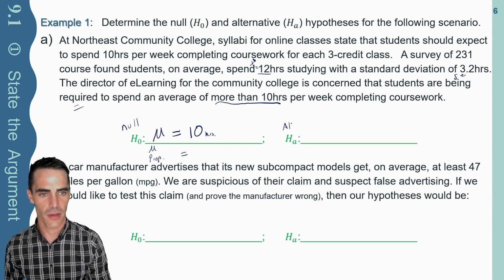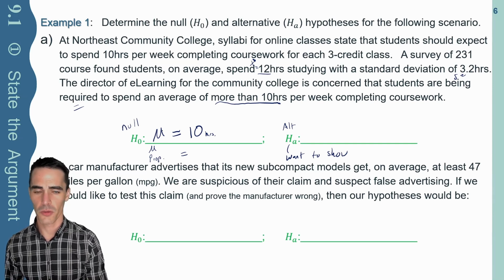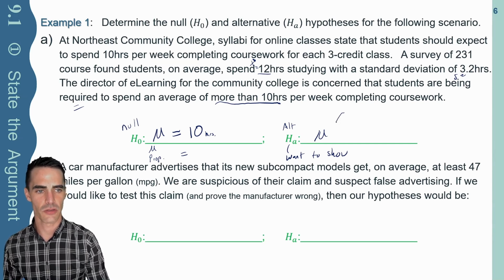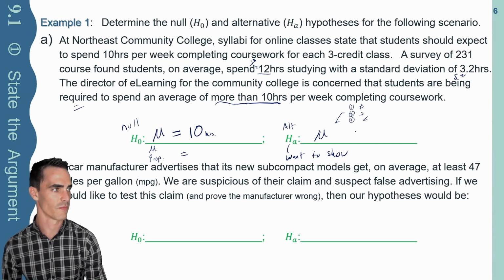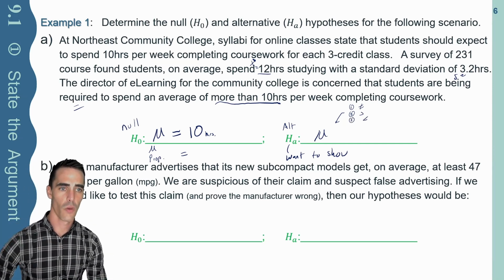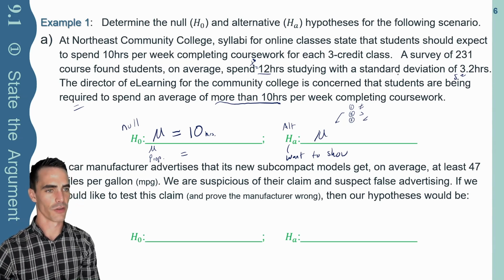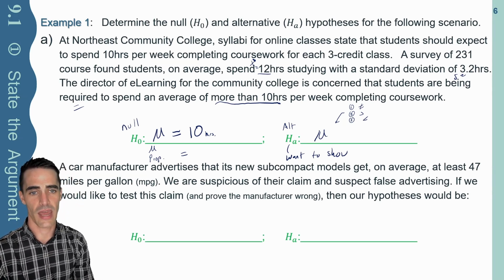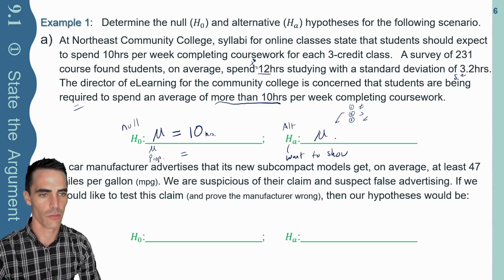And now we have the alternative hypothesis. Again, this is what you want to show or want to prove. Notice I'm arguing for a mean here. Well, then I'm also going to have a population mean here as well. And for the kind of change that we're interested in, again, there's three different options for you. There's not equal to, there's greater than, or there's less than. And those are really the only three options. Well, right up here, it says this director of e-learning thinks that students are being required to spend an average of more than 10 hours. That is exactly what we want to show. I want to show that the mean is actually greater than 10 hours.